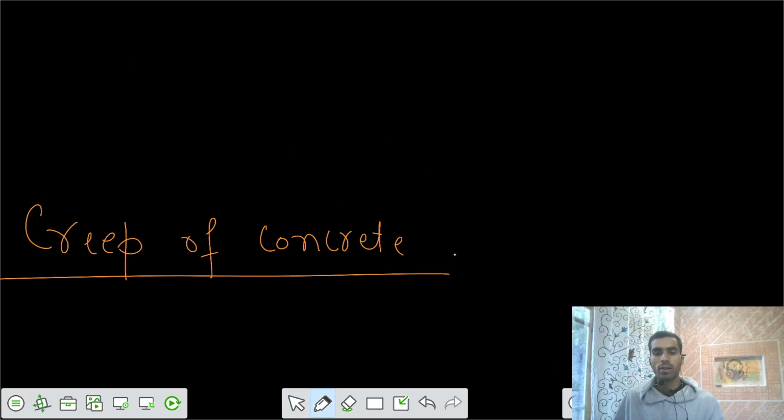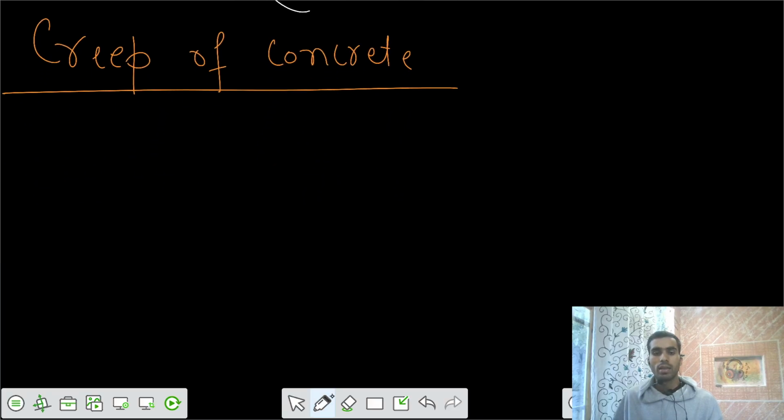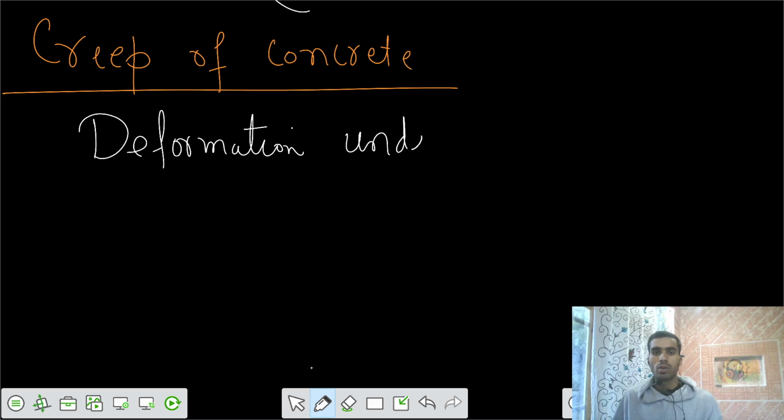This is under the category of time dependent loss. You might know what creep is. It is deformation under sustained load. That means the load is there, it's not going anywhere, and after some time you come back and there is development of strain because of that sustained loading.